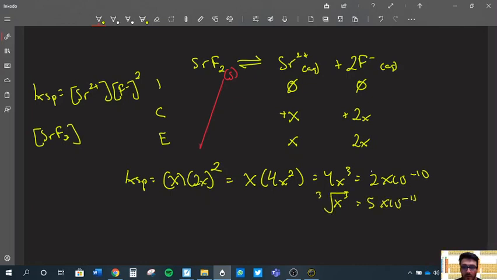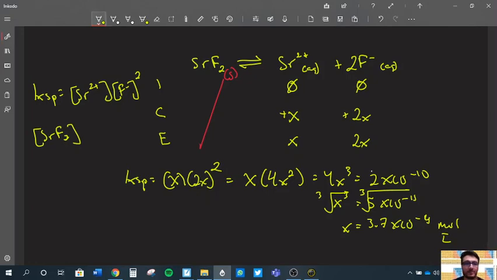Then we're going to cube root to solve for that. And we get an x value of 3.7 times 10 to the negative 4. Okay, and that's our molar solubility. And we are done. Not yet, actually.